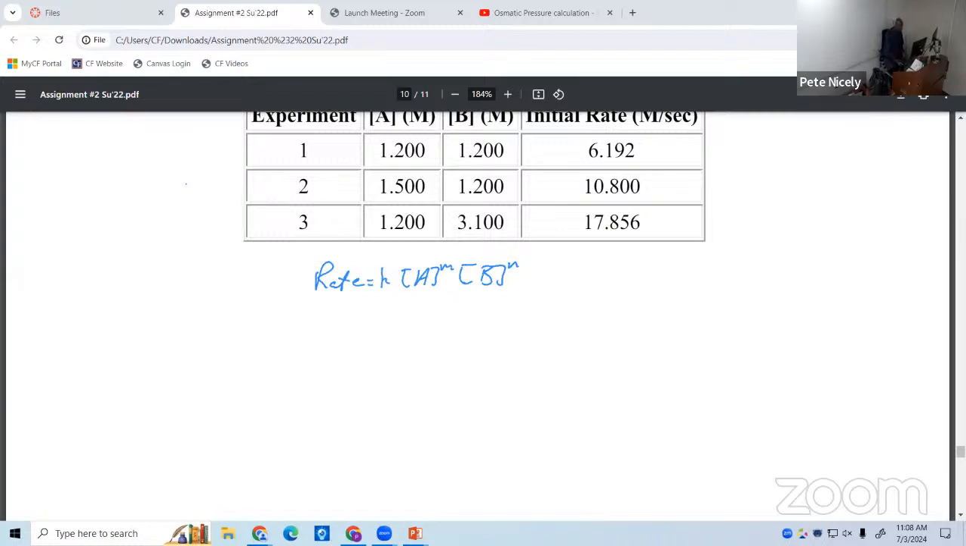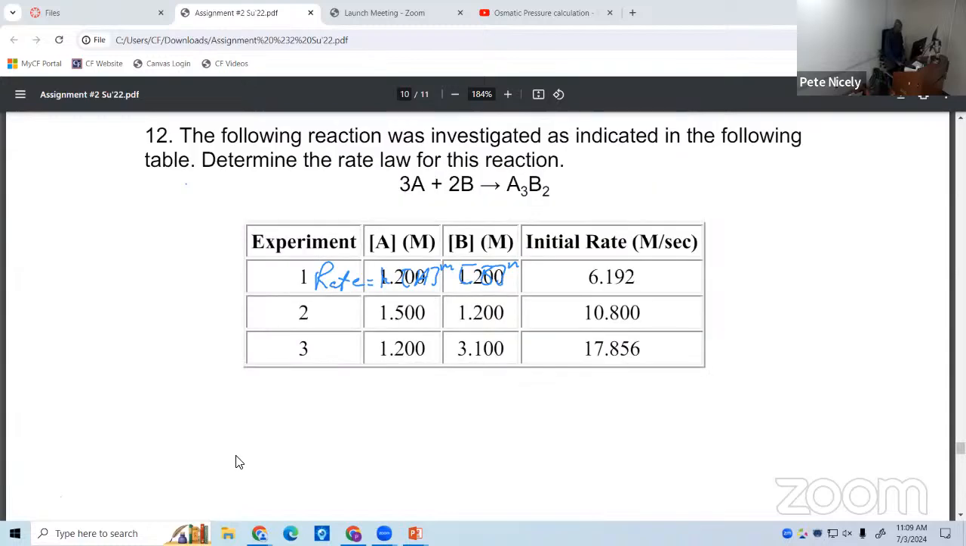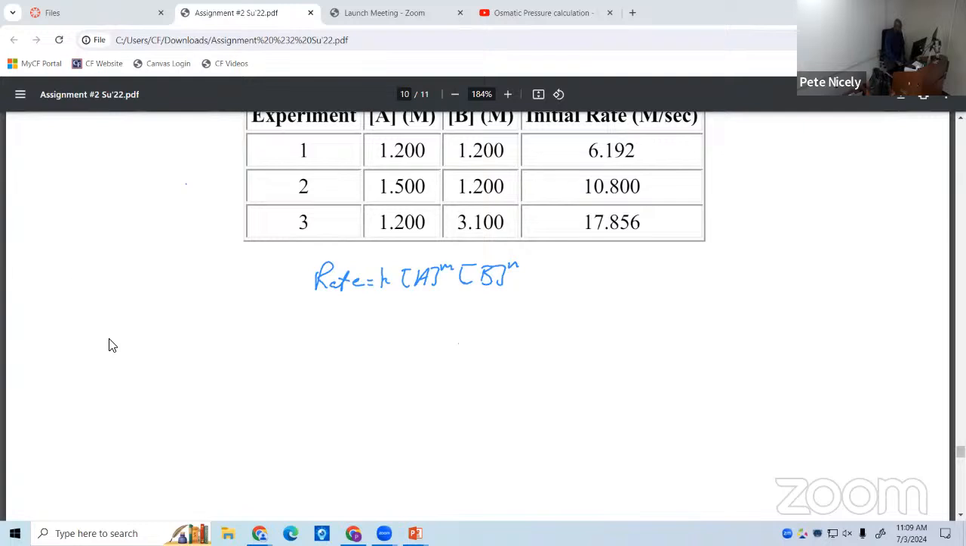Now, let me see, what did the question ask for? Oh, I don't have it here. Okay, it looks like I didn't do this one. So I guess I'm gonna need your help even more in terms of calculation. Okay, so the question is just asking for the rate law.